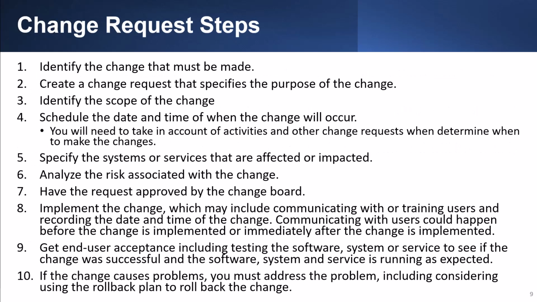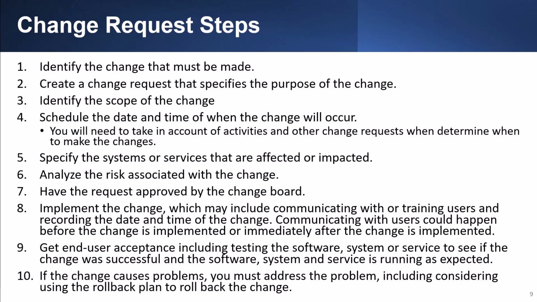The steps in a change request are: identify the change that must be made. Create a change request that specifies the purpose of the change. Identify the scope of the change. Schedule the date and time of when the change will occur. You'll need to take into account other activities and change requests when determining when to make the changes. Specify the systems or services that are affected or impacted. Analyze the risks associated with the change. Have the request approved by the change board.